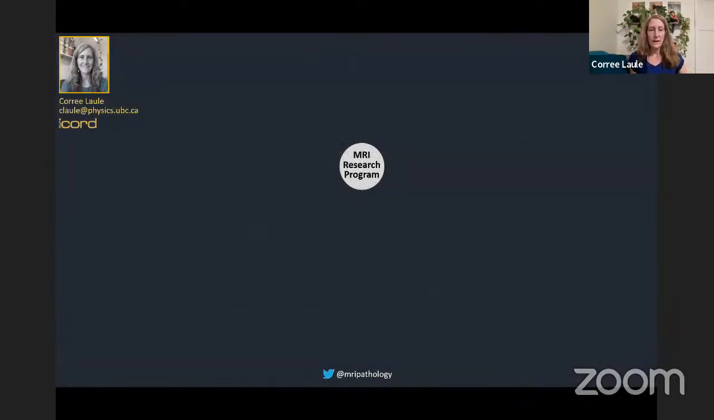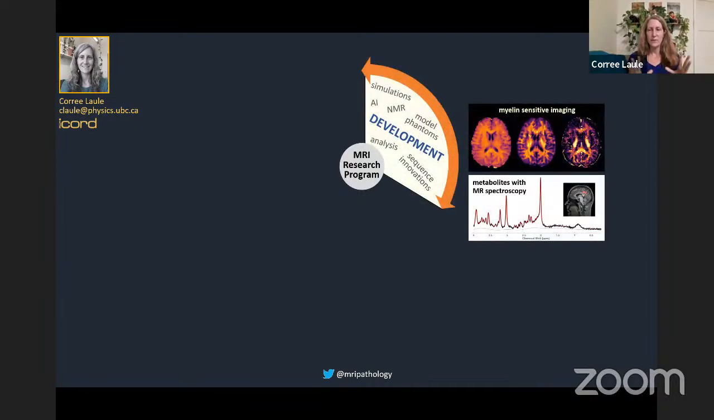So just a little bit of background about me before I jump into some of the different research things that we've been working on. My research program is broken up into three different prongs or arms. Myself, my group, and my collaborators and colleagues are involved in MR development. So things like coming up with new ways to use the MRI scanner, such as sequence development, also analysis development, doing experiments on phantoms, recently doing more NMR work as well, and simulations.